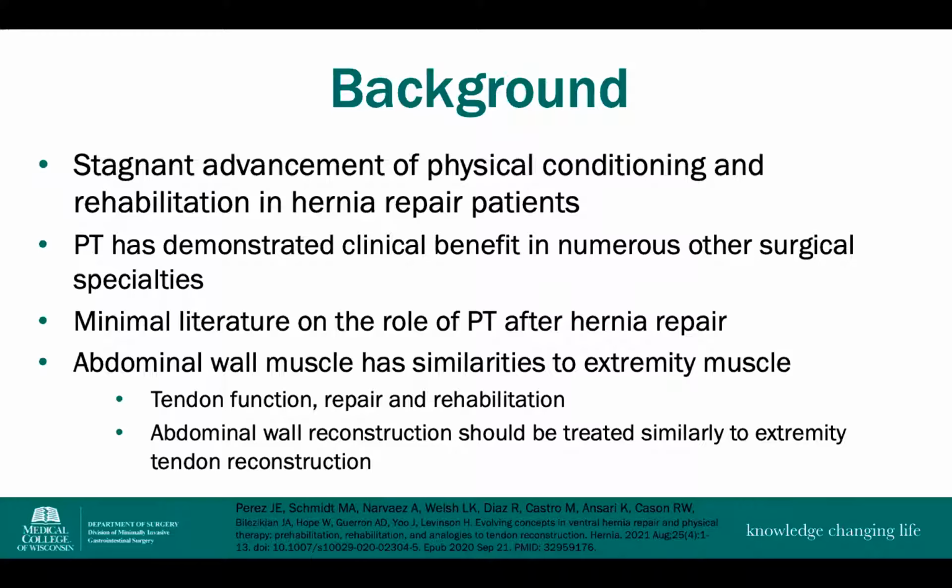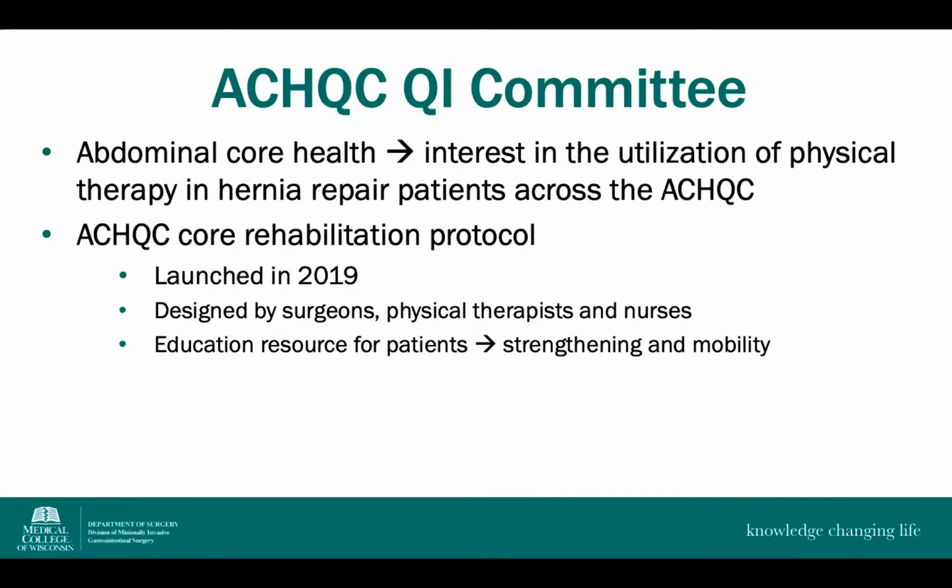And in numerous other surgical specialties, physical therapy has demonstrated significant clinical benefit, but specifically in hernia repair, there's been minimal literature. In fact, one of the most recent publications was from Hernia in 2021, where the abdominal wall muscle was compared to extremity muscle, in that abdominal wall muscle should be considered to have tendon function, and in terms of repair and rehabilitation should be considered as such as well. So when we perform an abdominal wall reconstruction, we should really be treating it similar to an extremity tendon reconstruction. It's certainly an evolving field, but there's definitely a paucity of literature about that.